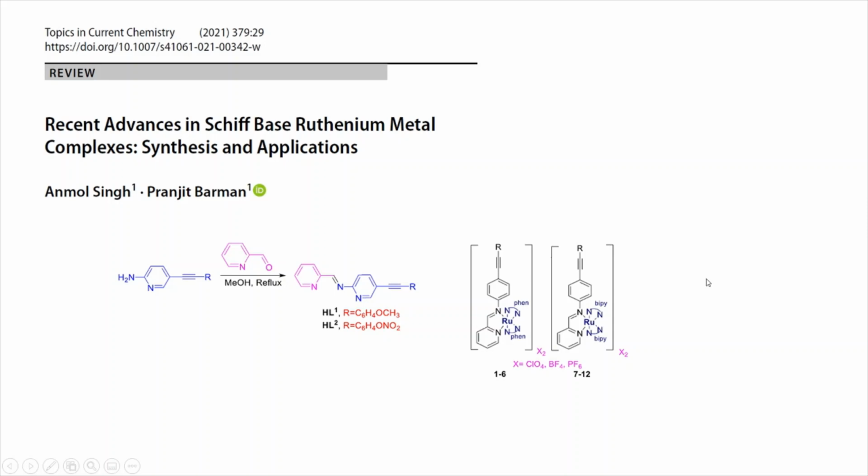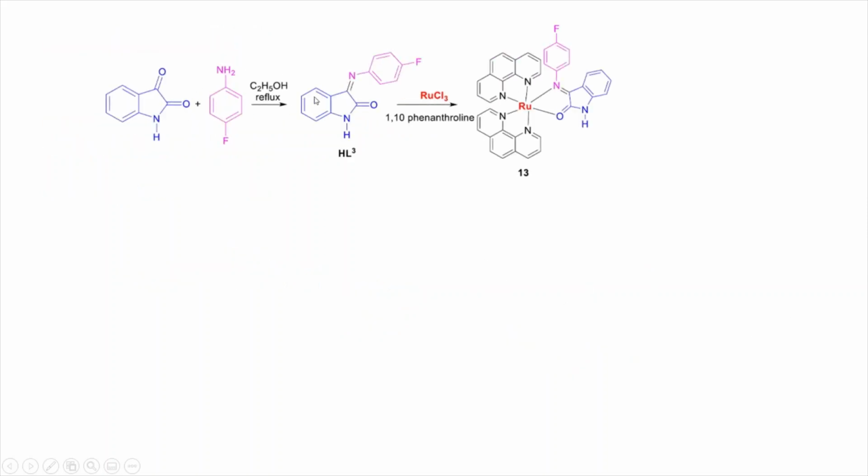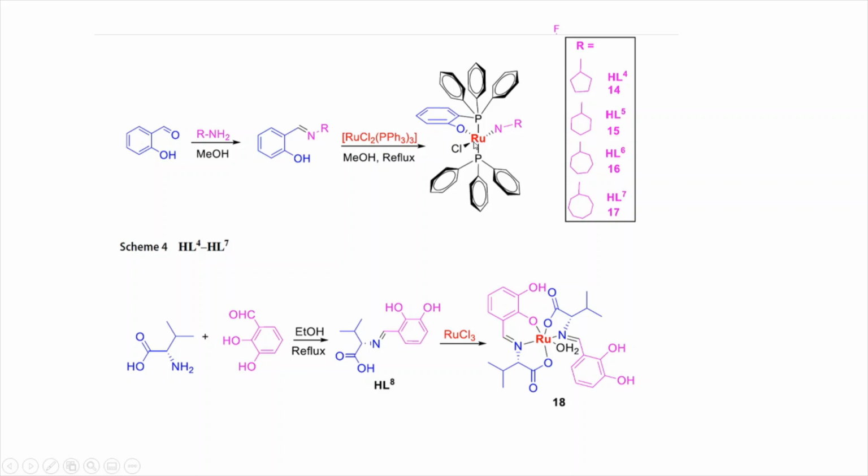There is another paper, recent advances in Schiff-base ruthenium metal complex synthesis and applications. There are lots of examples given in this paper. I'm just showing a couple of reactions here, like they use a primary amine and this aldehyde in methanol reflux. That means they heated this reaction to form this preliminary Schiff base, which was used for the ruthenium to make this kind of complex. More from the same paper, they used the Schiff base and then later the ruthenium complex. And here are more examples.